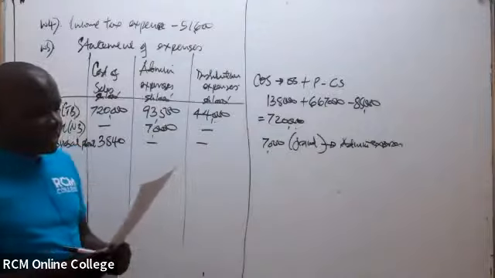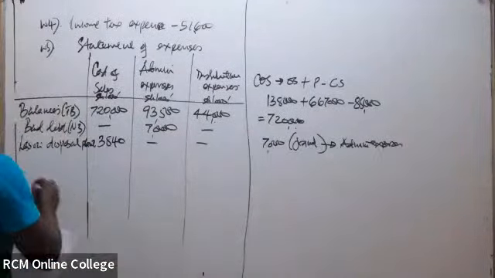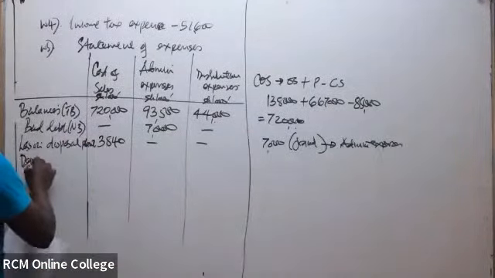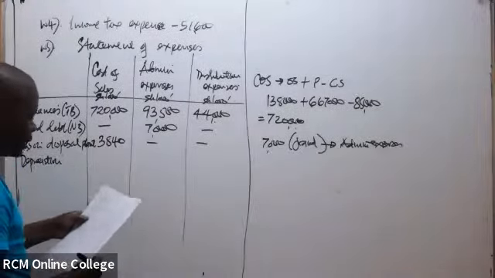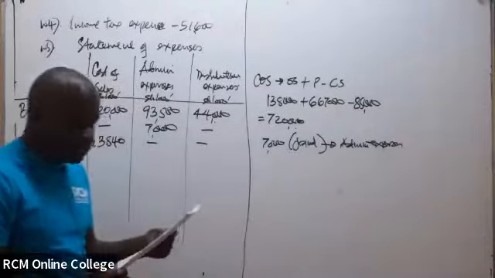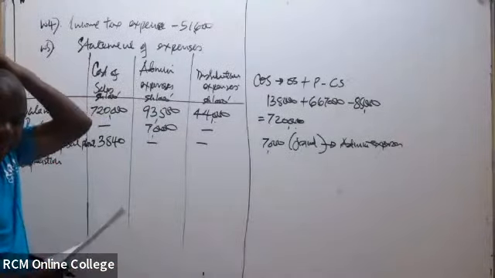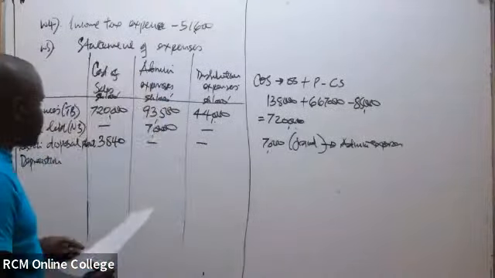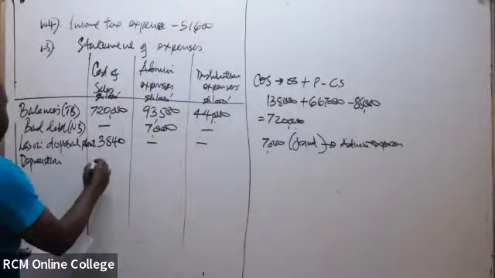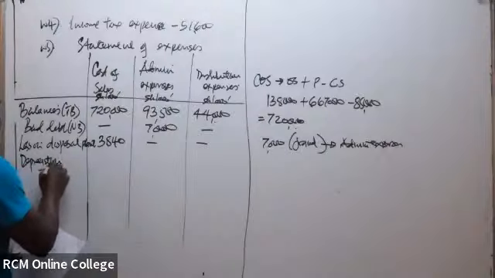Then, of course, you have now depreciation. So there were depreciation charges. Depreciation for buildings, you are told it will go under admin. So what was the amount for depreciation for buildings? So we can start with the buildings.